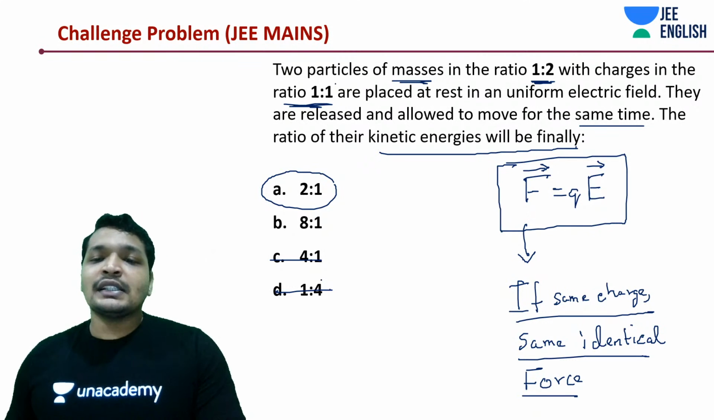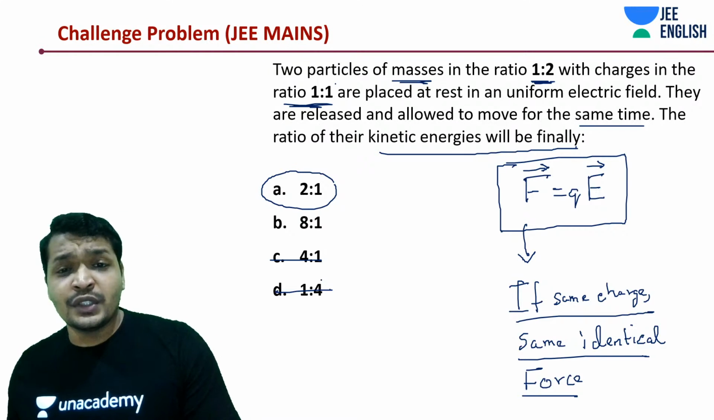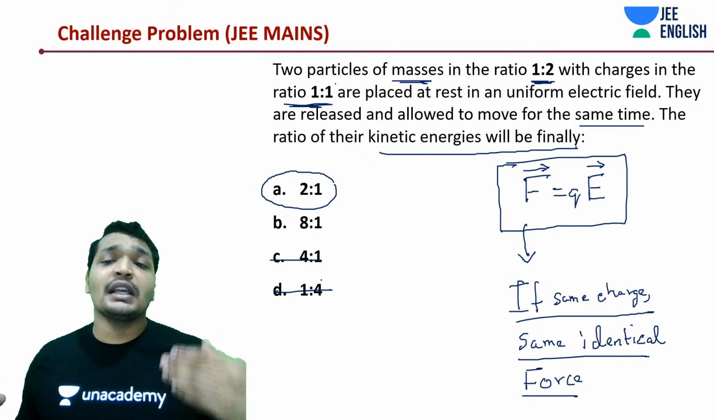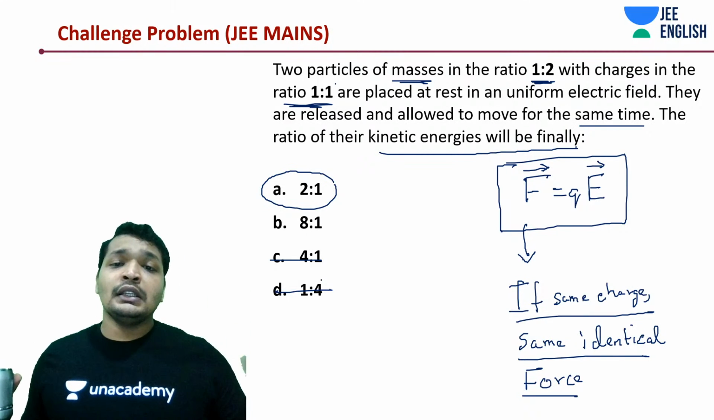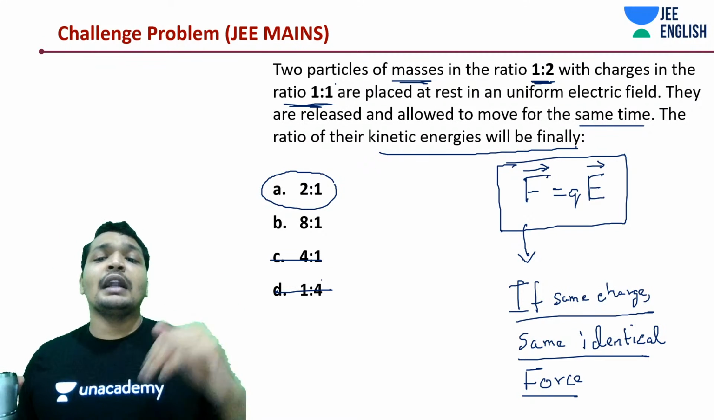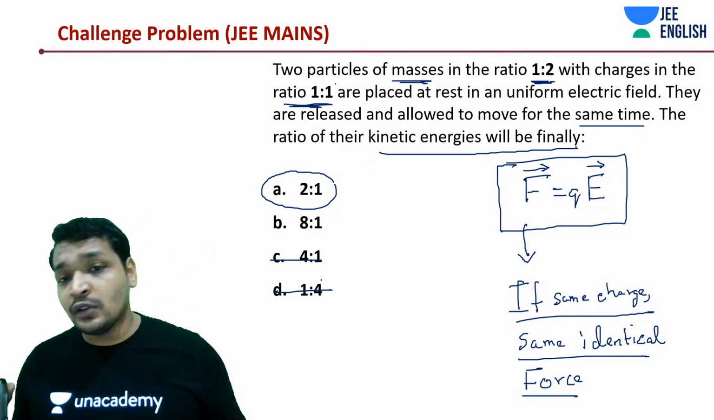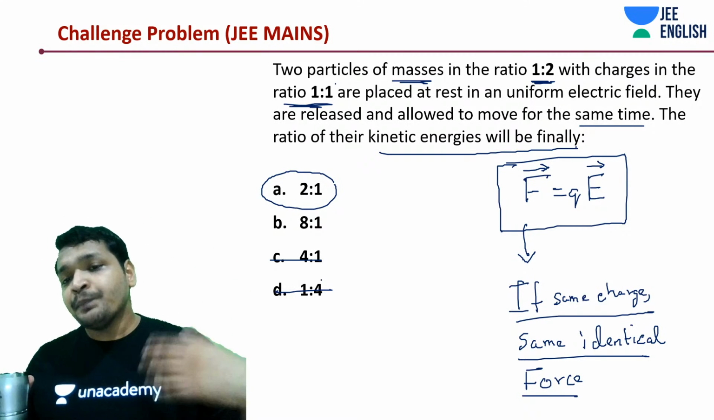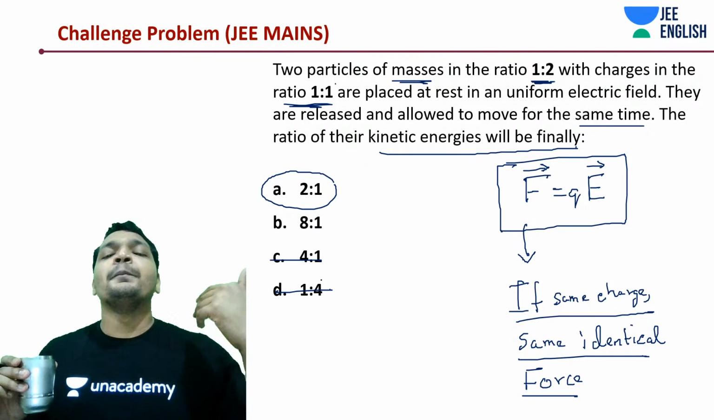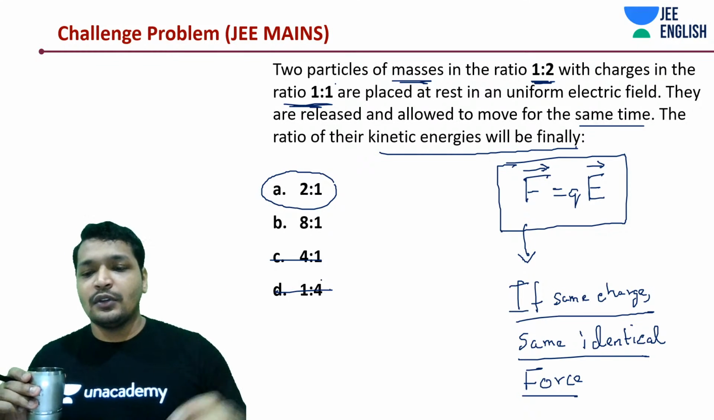So it will be in the ratio of 2 is to 1. Don't get confused whether 1 is to 2 is given. It still should be 2 is to 1. Do remember, the force applied on them is the same. The lighter particle is going to have more acceleration since the force is the same, which means the final velocity will also be greater. In the same time, the lighter particle will have double the kinetic energy in this case.